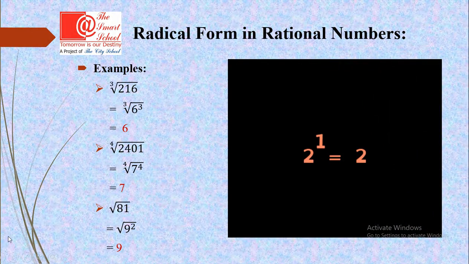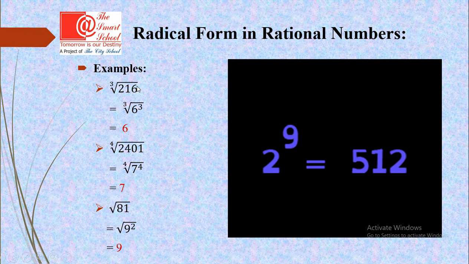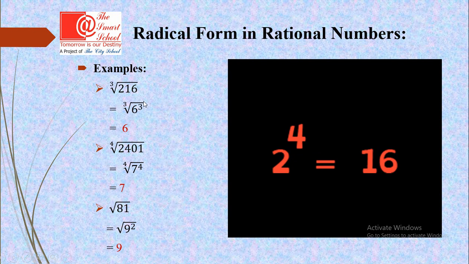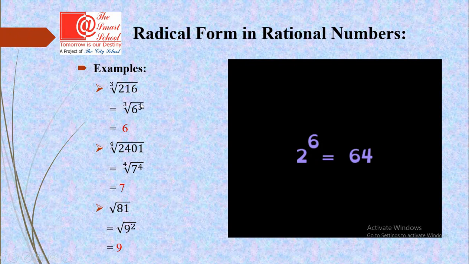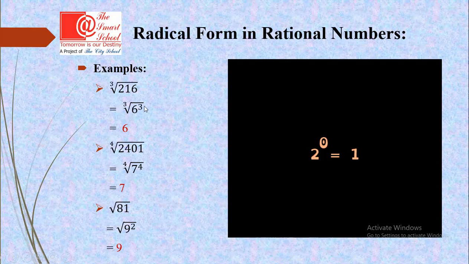Now more examples. The example is the cube root of 216. So what we have to do is convert this into cube form, because the cube root is here, or order 3 is here. So it is 6 power 3. Now both the 3's will be cancelled, like order 3 and exponent 3, both will be cancelled. So it is equal to 6.